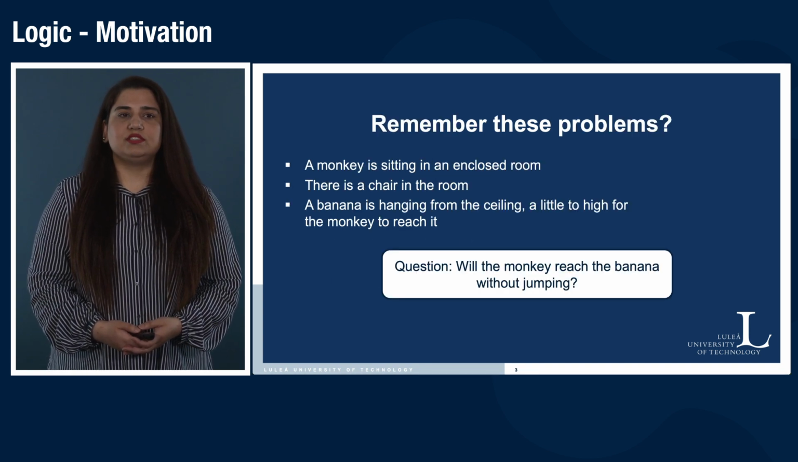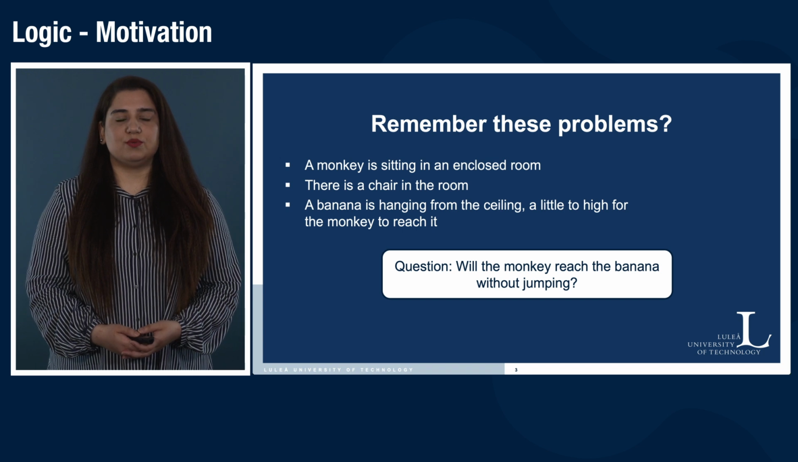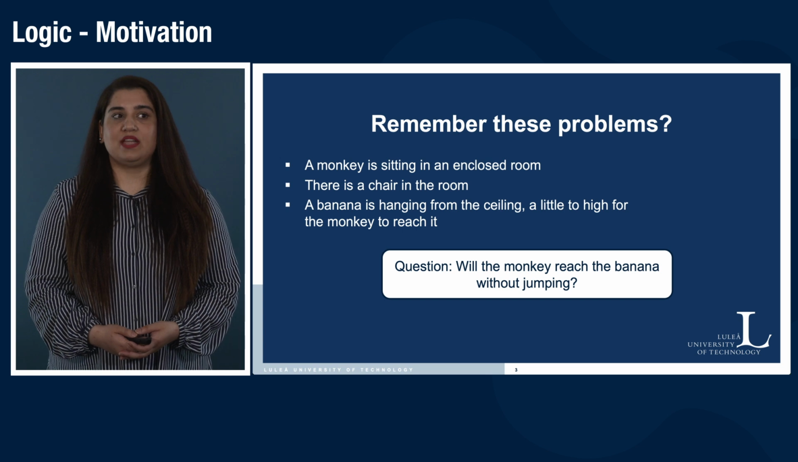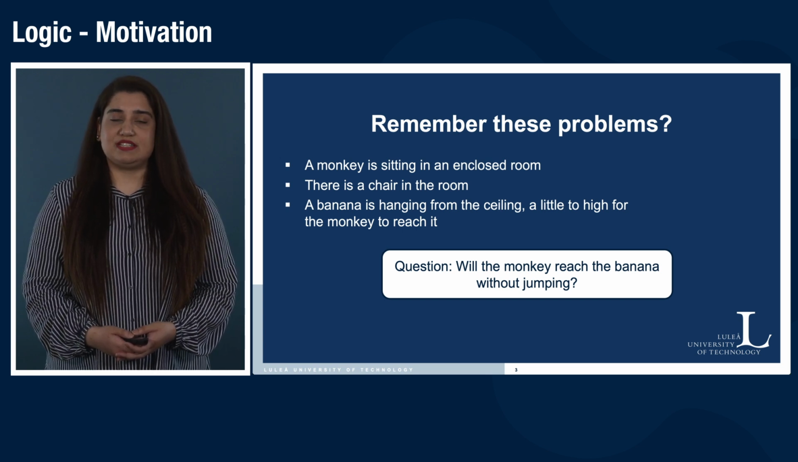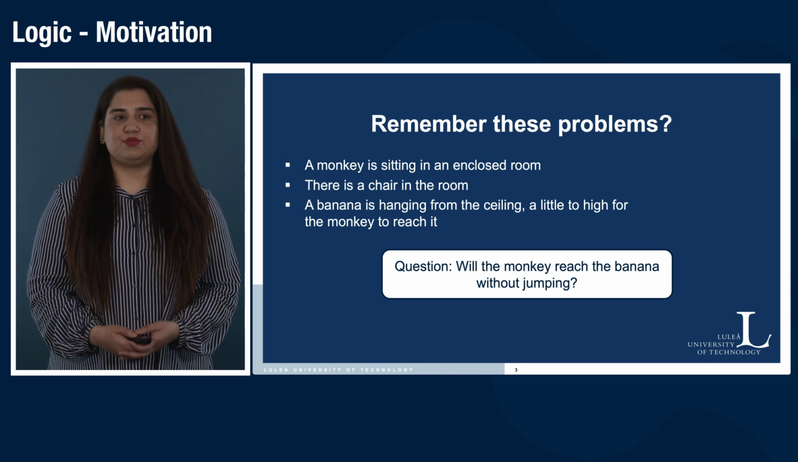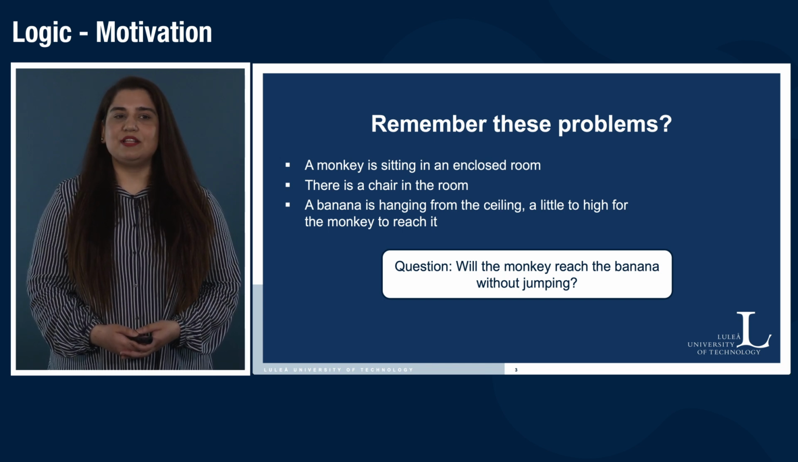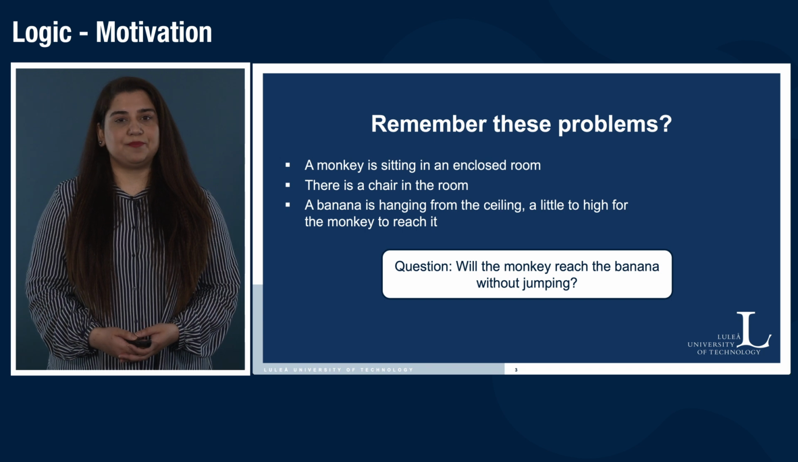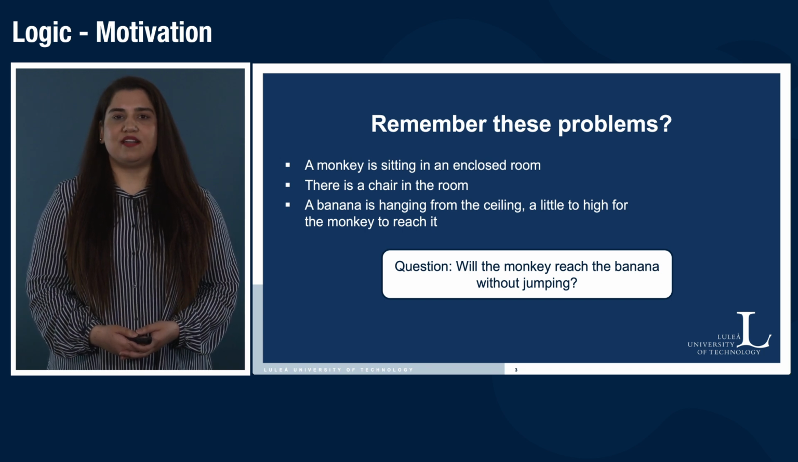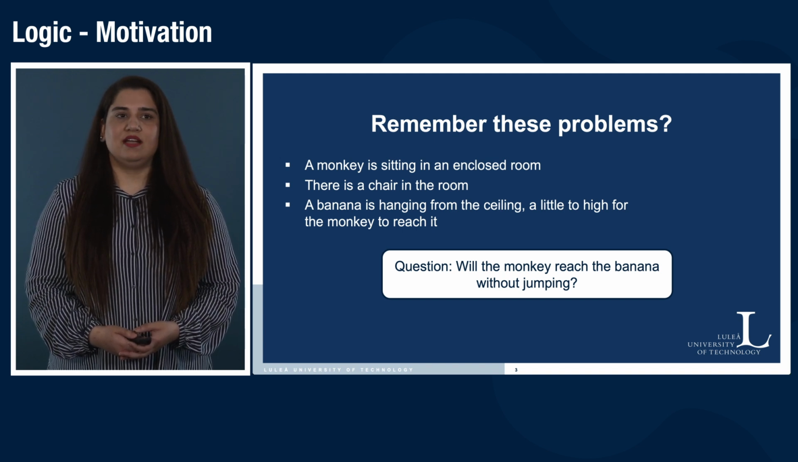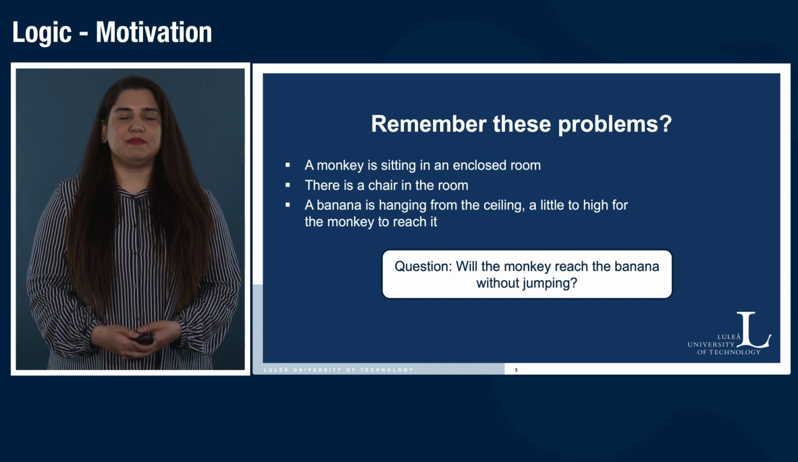So we have come across different problems in real-world scenarios. There is a monkey sitting in an enclosed room. There is a chair in the room and a banana hanging from the ceiling, a little too high for the monkey to reach. So what do you think? How will the monkey reach the banana without jumping? These are problems where any living being has to come up with a solution to achieve the desired goal. And obviously here we can think that maybe the monkey will use the chair to step onto it to reach the banana.